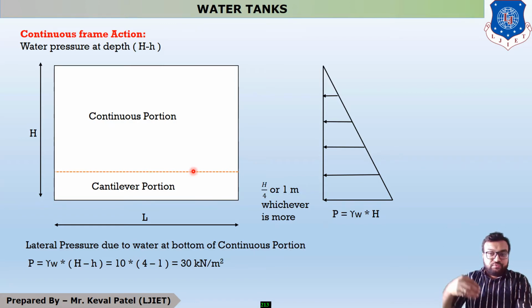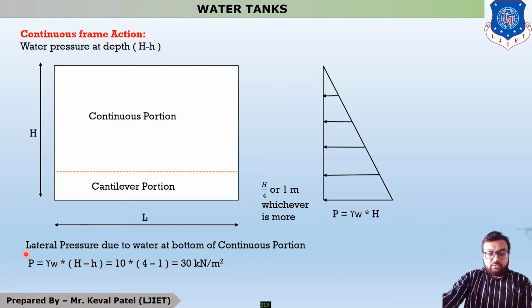So you all know that with the increase in depth, the water pressure will be increasing. So we have to find out the maximum pressure. So students, our maximum pressure is at the bottom of the continuous portion. So what is the height of the continuous portion? The height of the continuous portion is 3 meter because our total height is 4 meter, in which the bottom 1 meter is designed as cantilever portion.